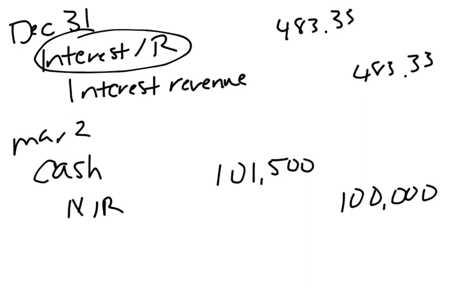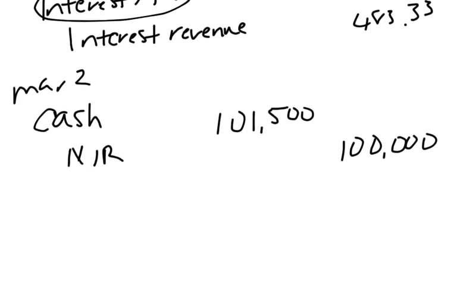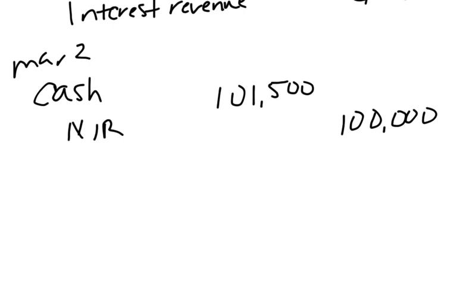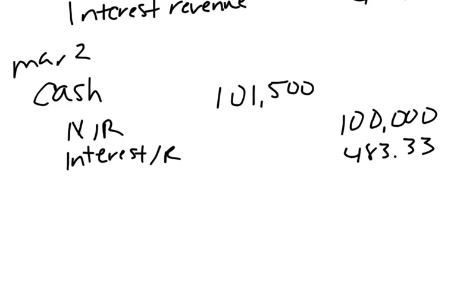Interest receivable. Guess what? It's not going to be receivable anymore because I'm receiving the cash. So I need to take that interest receivable account off the books. So I need to credit it for 483.33. I'm not lining this up, I know, I'm sorry. The remainder will go to interest revenue.